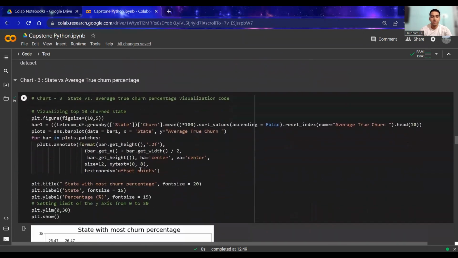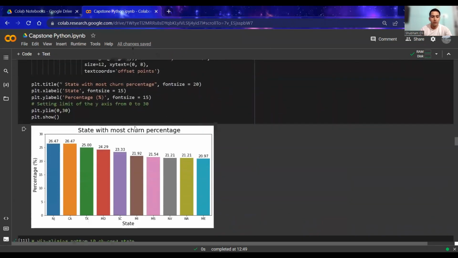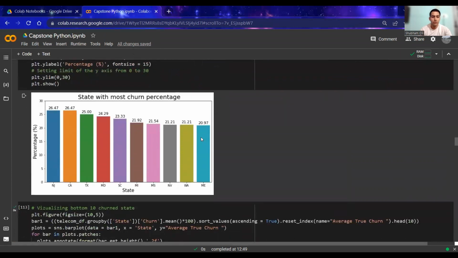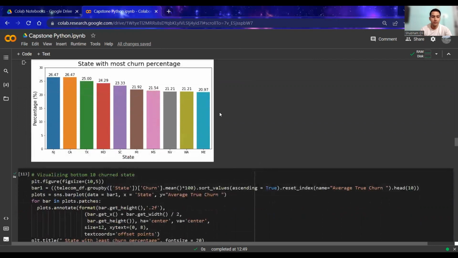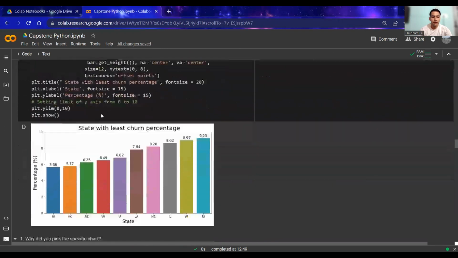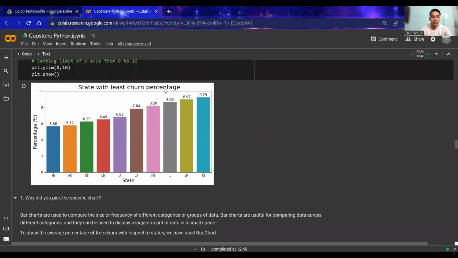Now for state versus average churn percentage. First we will plot the top 10 states which are churning the most. We can see that the top 10 states have a churn percentage of more than 20%, which is shown here. Now we will take a look at the bottom 10, which are performing very well, where the churn percentage is very low.